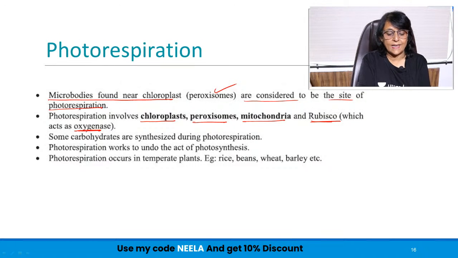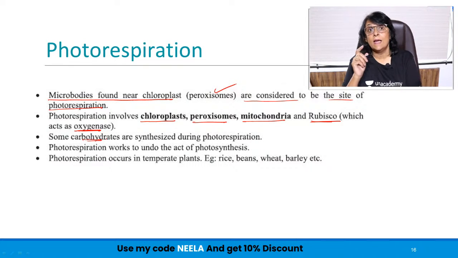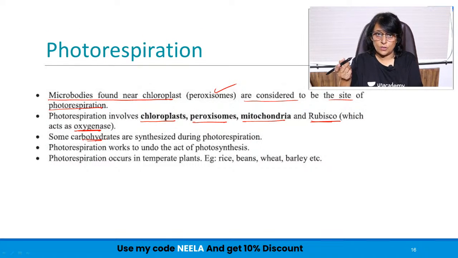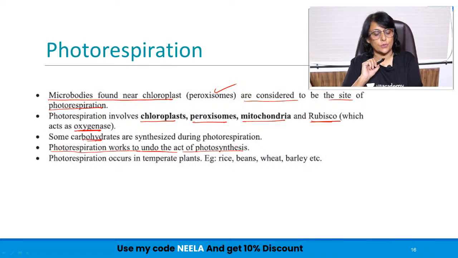Rubisco is acting as oxygenase. Some carbohydrates are synthesized, but very less. We said the majority of RuBP will bind with oxygen because Rubisco is acting as oxygenase. But some carboxylation does take place, though that percentage is very, very less. Photorespiration works to undo the act of photosynthesis.